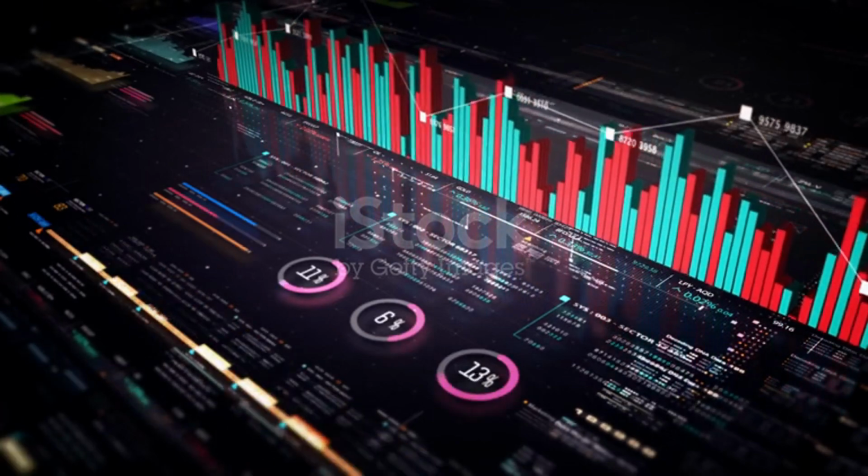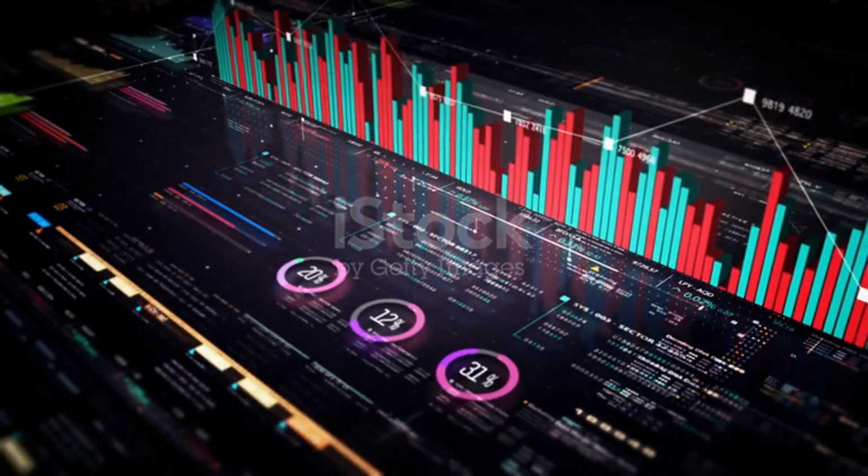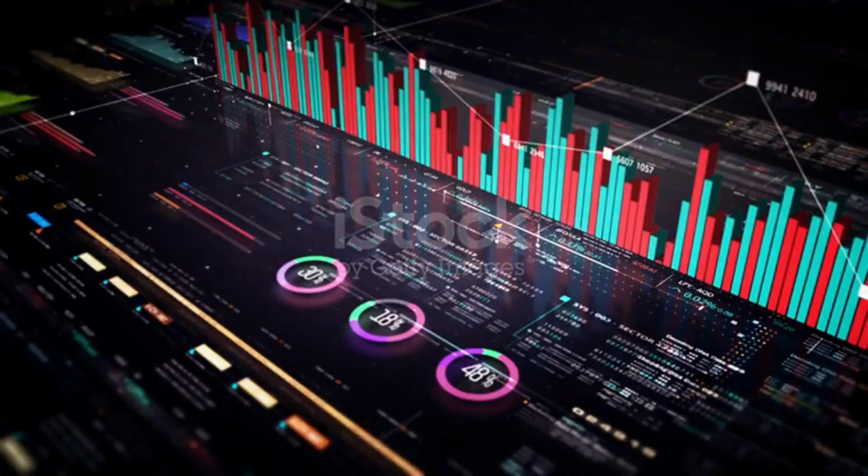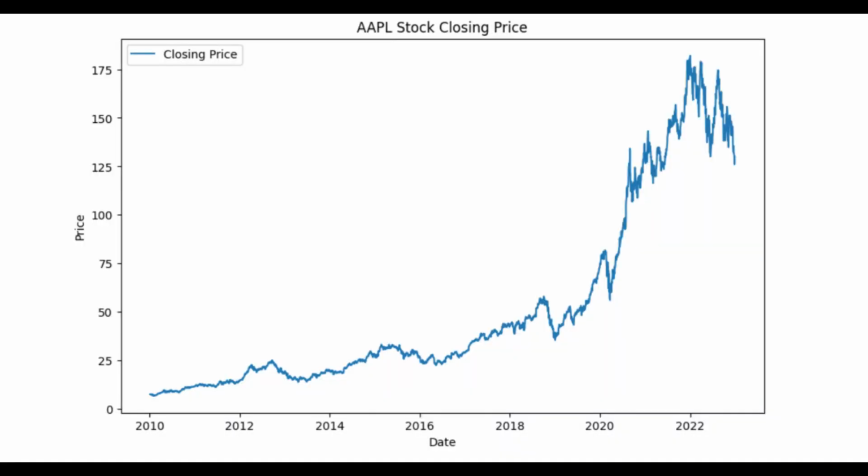Alright, so let's start with the basics. The AAPL closing stock price. Check out this graph. Here we have the AAPL stock price over the last decade. As you can see, it's been a wild ride. From around 2010 to now, Apple has gone from a stock price of under $25 to over $150 at its peak. What's interesting here is how steadily it climbed from 2018 onwards.